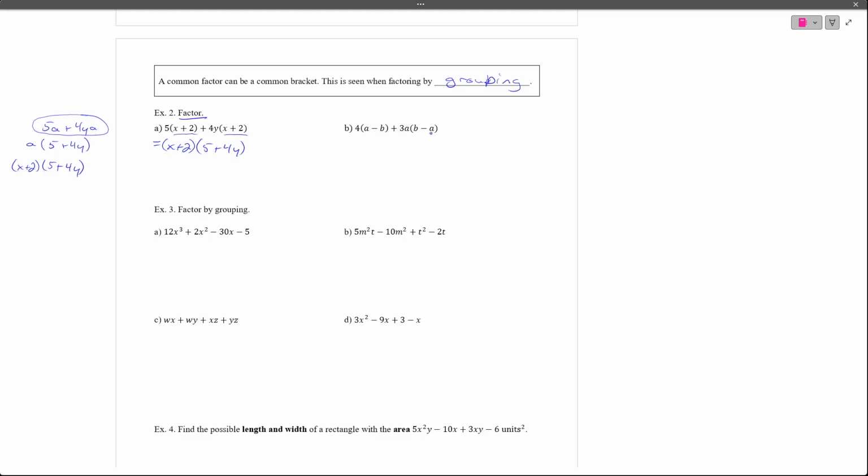So the same idea over here. We have 4a minus b plus 3a times b minus a. Uh-oh. Those aren't the same. A minus b is not equal to b minus a.